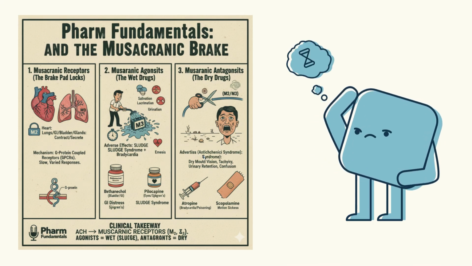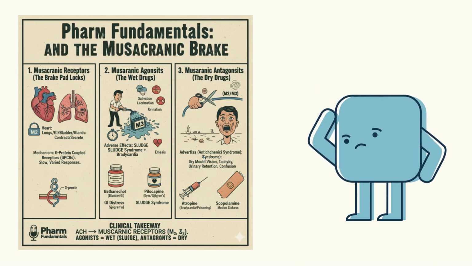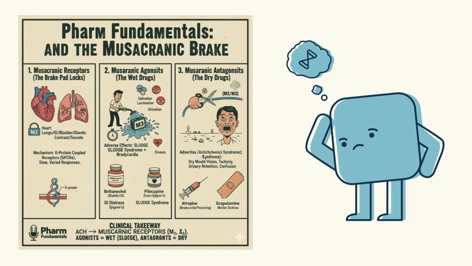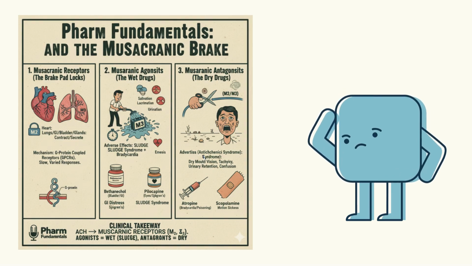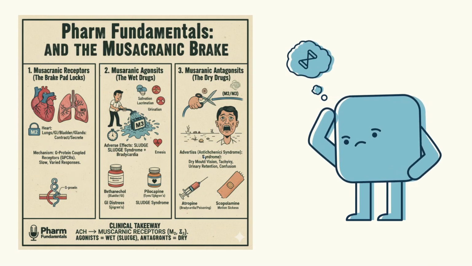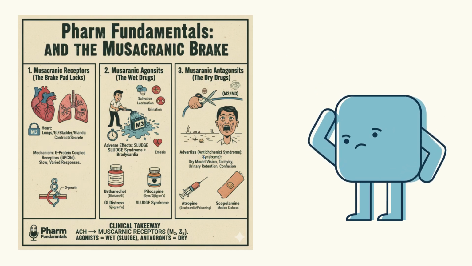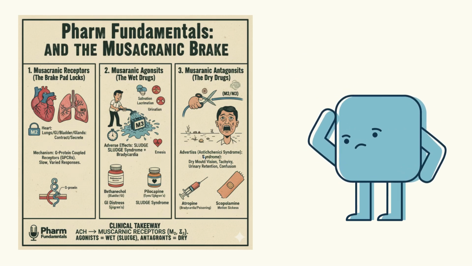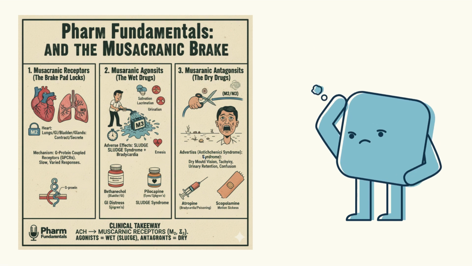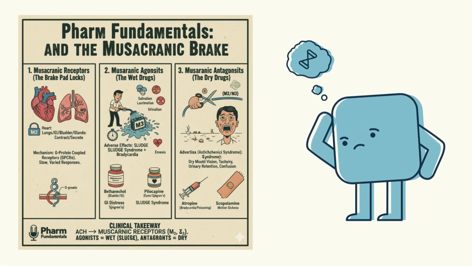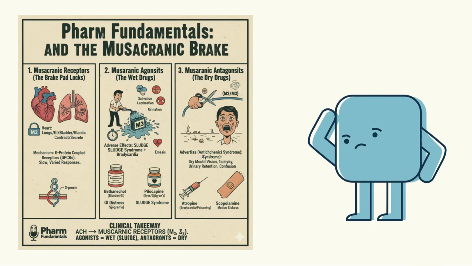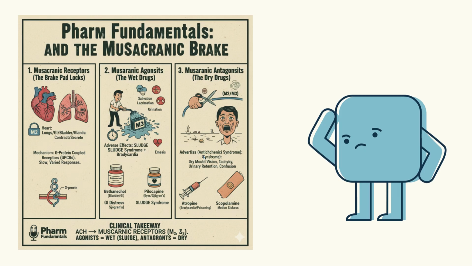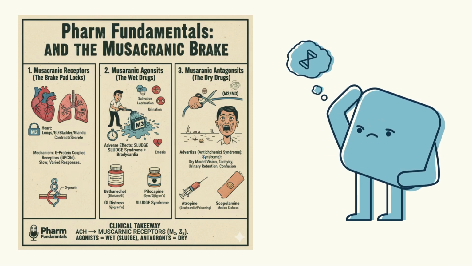Because these drugs globally stimulate M3 receptors on the glands, their side effects are largely related to excessive secretion and smooth muscle activity, often remembered by the acronym SLUDGE. S stands for salivation, L stands for lacrimation, that's tears, U stands for urination, D stands for defecation, G stands for GI distress, that's cramps, and E stands for emesis, vomiting. Additionally, overactivation of M2 can also lead to bradycardia, that's slower heart rate.